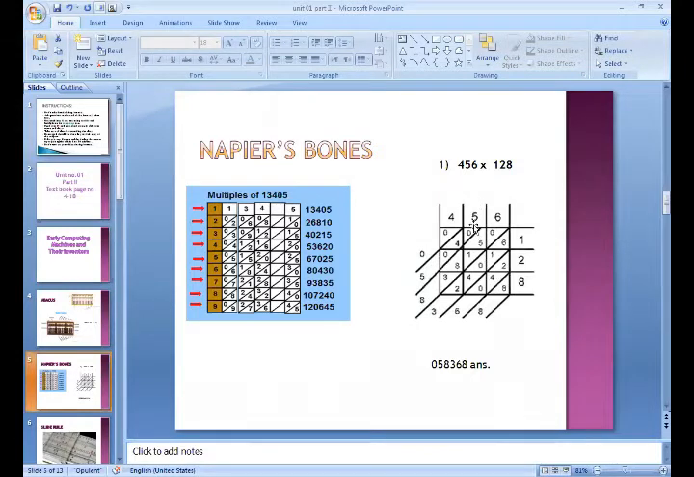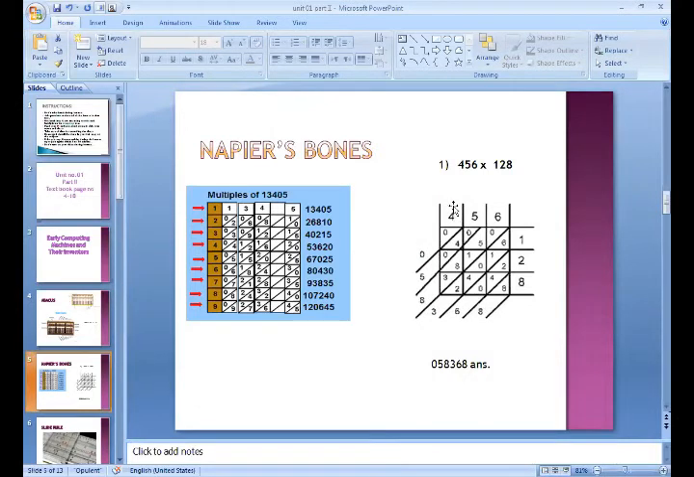Then next value 5. 5 multiplied by 1, 5 ones are 5. Unit is 5 and ten is 0. And 5 multiplied by 2, 5 twos are 10. 0 is the unit and 1 is the ten. And 5 multiplied by 8, 5 eights are 40. 0 is the unit and 4 is the ten.